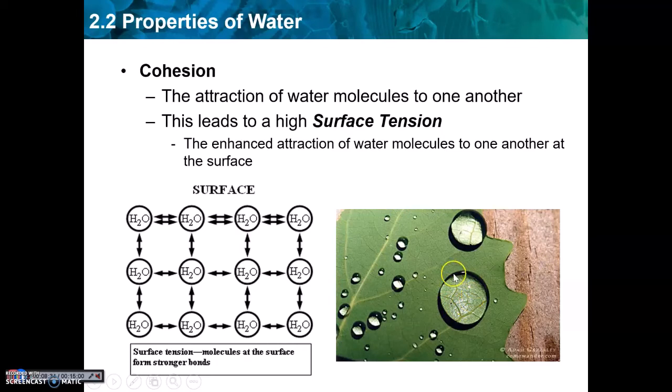The reason why water forms these drops on the surface of a leaf here in this picture is because of the surface tension. All of the water molecules around the outside edge of this drop have a slightly enhanced attraction due to the cohesion between them and the water molecules around them.